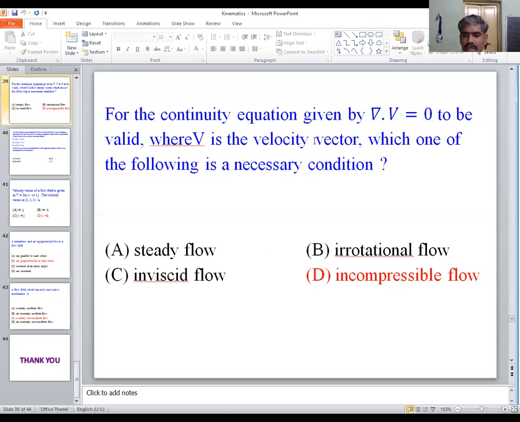For the continuity equation given by divergence of V equal to 0 to be valid, where V is the velocity vector, which one of the following is a necessary condition? So this is the divergence of a vector equal to 0, which means it is an incompressible flow.